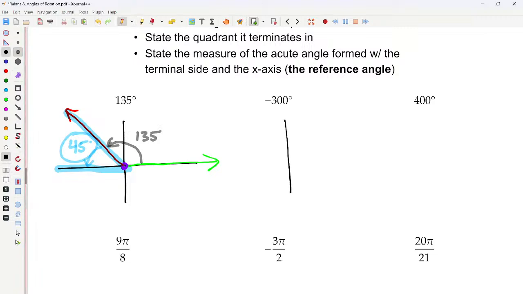If the reference angle is in the third quadrant, would we take the smaller acute angle with the x-axis? Always the smaller angle. Okay.